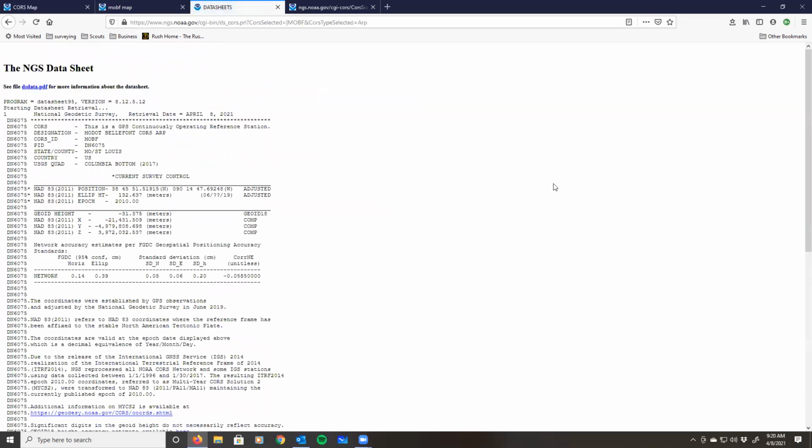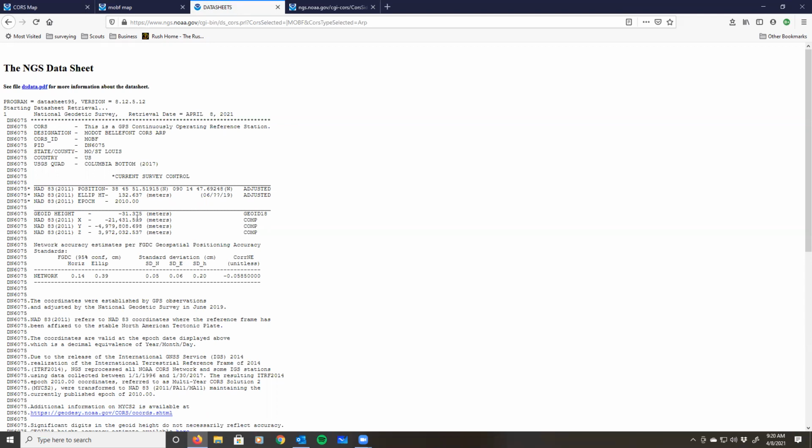Okay, so this is a typical NGS data sheet. What it will show is the position, latitude, longitude. It has the ellipsoid height, which we had talked about earlier. The ellipsoid height, or small h with an e subscript, is 132.637 meters.